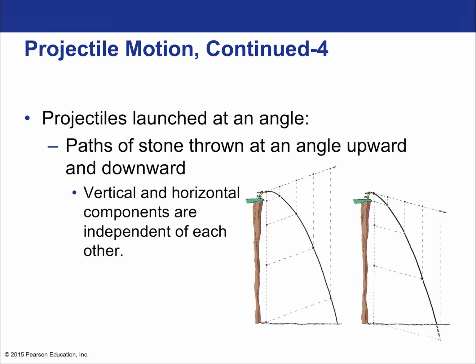So projectiles launched at an angle, the paths of stones thrown at an angle upward and downwards, all right? So vertical and horizontal components are independent of each other, right? So check out the two different paths. It's pretty cool. This is doing the same sort of thing, but here's an object that's given an initial horizontal velocity. That's this path here, and this is one that's actually tossed downwards, right? And you can see that actually affects the range and the angle at which the object crashes into the ground.